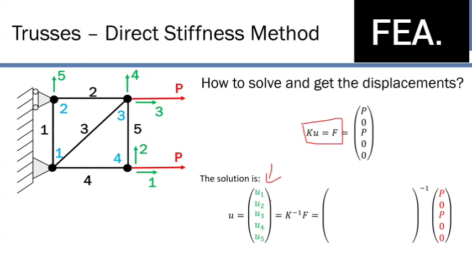So ultimately, what we visualize in FEA is how much each of these nodes have moved. It's going to say, hey, in the one direction, this has moved this much. In the two direction, this has moved this way.